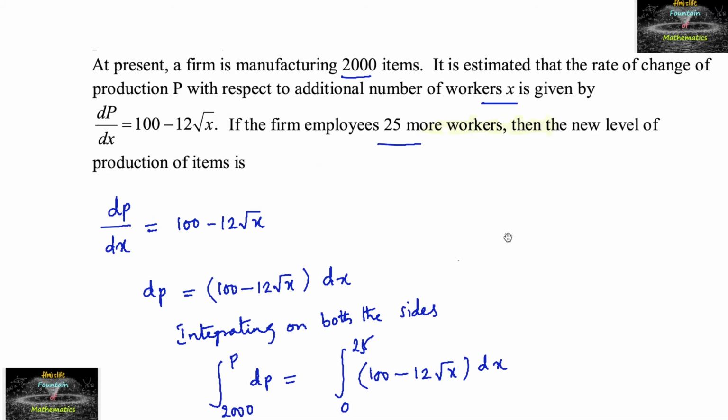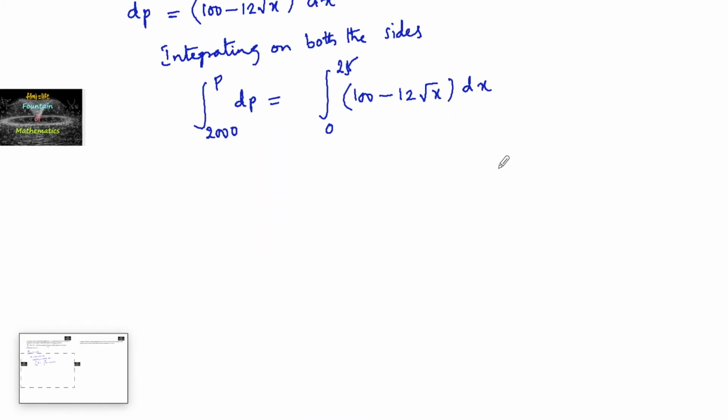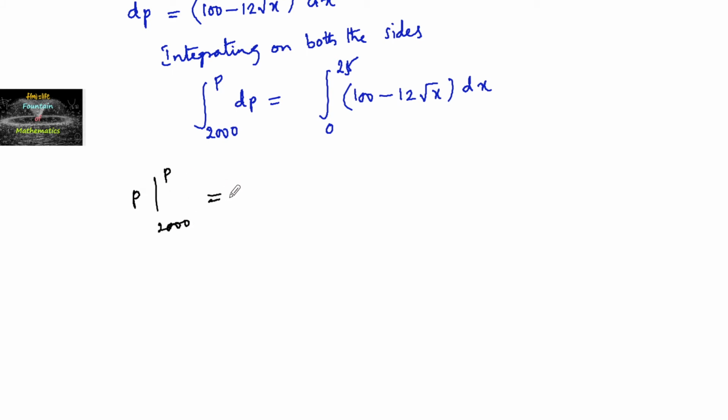Which implies, the integral from 2000 to P of dP is nothing but P over the limits 2000 to P, which is equal to 100x minus 12 times the integration of √x, which is x to the power of 3/2 divided by 3/2, over the limits 0 to 25.